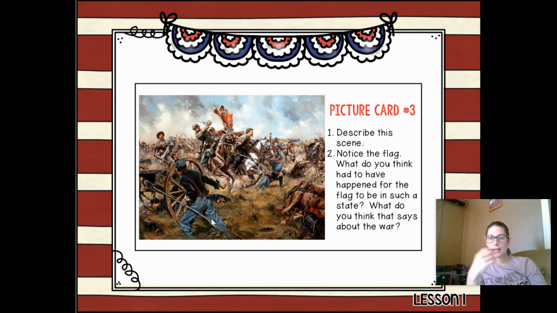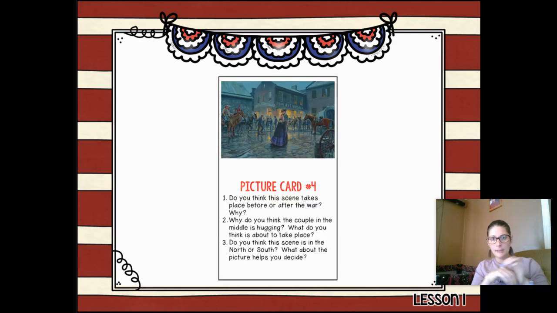Notice the flag. What do you think has happened to the flag? They've obviously been in war for a little while here in this battle. Just looking at the flag, what do you think that this says about this war? It was very dangerous. It was very, very dangerous. And, you know, we talked about before we started this with the picture cards that the South was in shambles. So you can imagine, look at how destructive the scene looks. I mean, the South just would have been totally demolished.